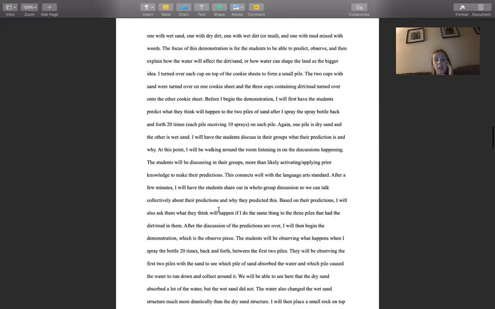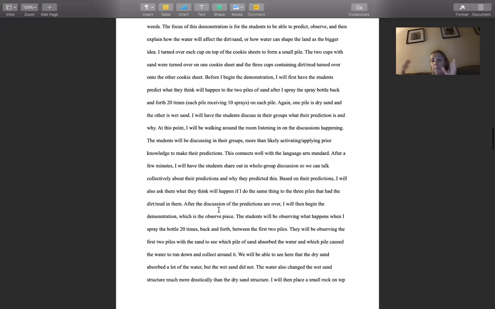just like in a puddle. And then I will again have them predict about the muds because it's a different substance. Then they will predict about that, and then they will observe me do the same thing. The water really changes the shapes of all of them even more than it did with the sand, because dirt is more moist and wet than sand is. So the shape changes a lot more than the sand does.